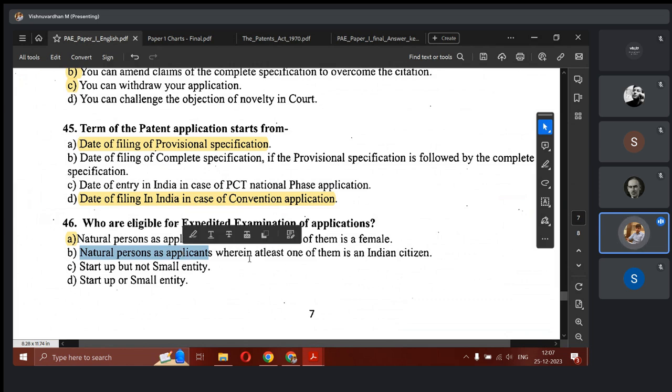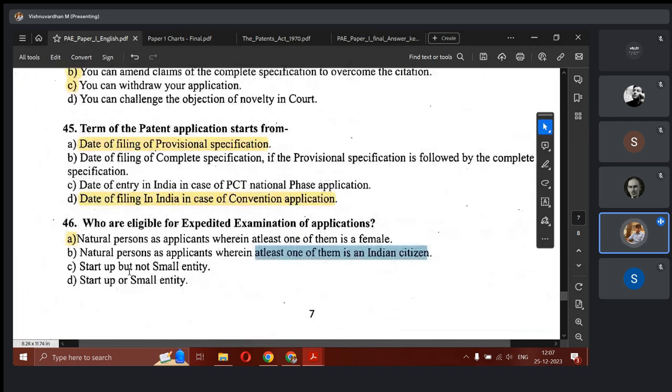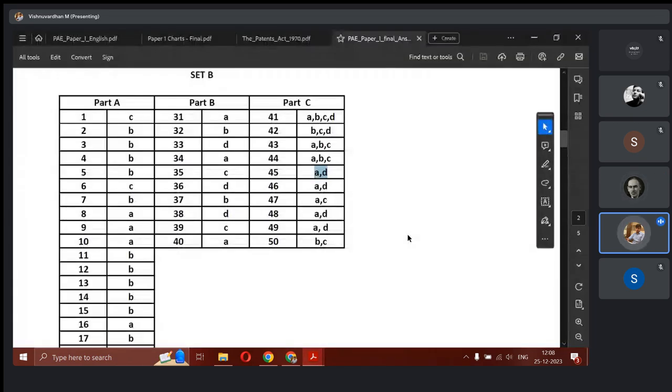Natural persons as applicants, wherein at least one of them is an Indian citizen. This is not true. It's not available to Indian citizens. You'll have to meet other criteria. Startup, but not a small entity. I don't think this is also true, because it is startup and other medium small entities, and then startup or a small entity. This is true. Okay, so 46 has to be A and D.